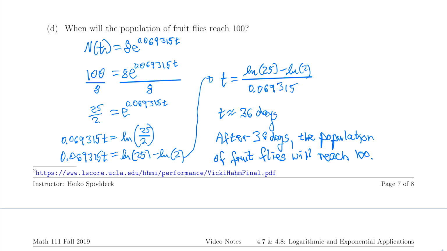Now in the last video, the one after this, you will look at radioactive decay of cobalt-60, and you will work with the half-life, and it works very similar to the doubling time. You again find the continuous growth rate and then find the formula, and from there you can find other values.